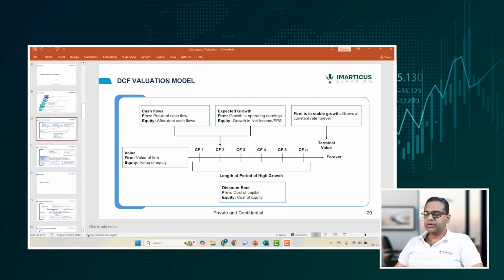And eventually we will assume that after the explicit forecast period, the company will continue to grow at a constant rate forever, till infinity. So this is our long-term growth rate or terminal growth rate. This can have a significant impact on the overall DCF value we get for the firm, and this should not be greater than the economic growth rate.